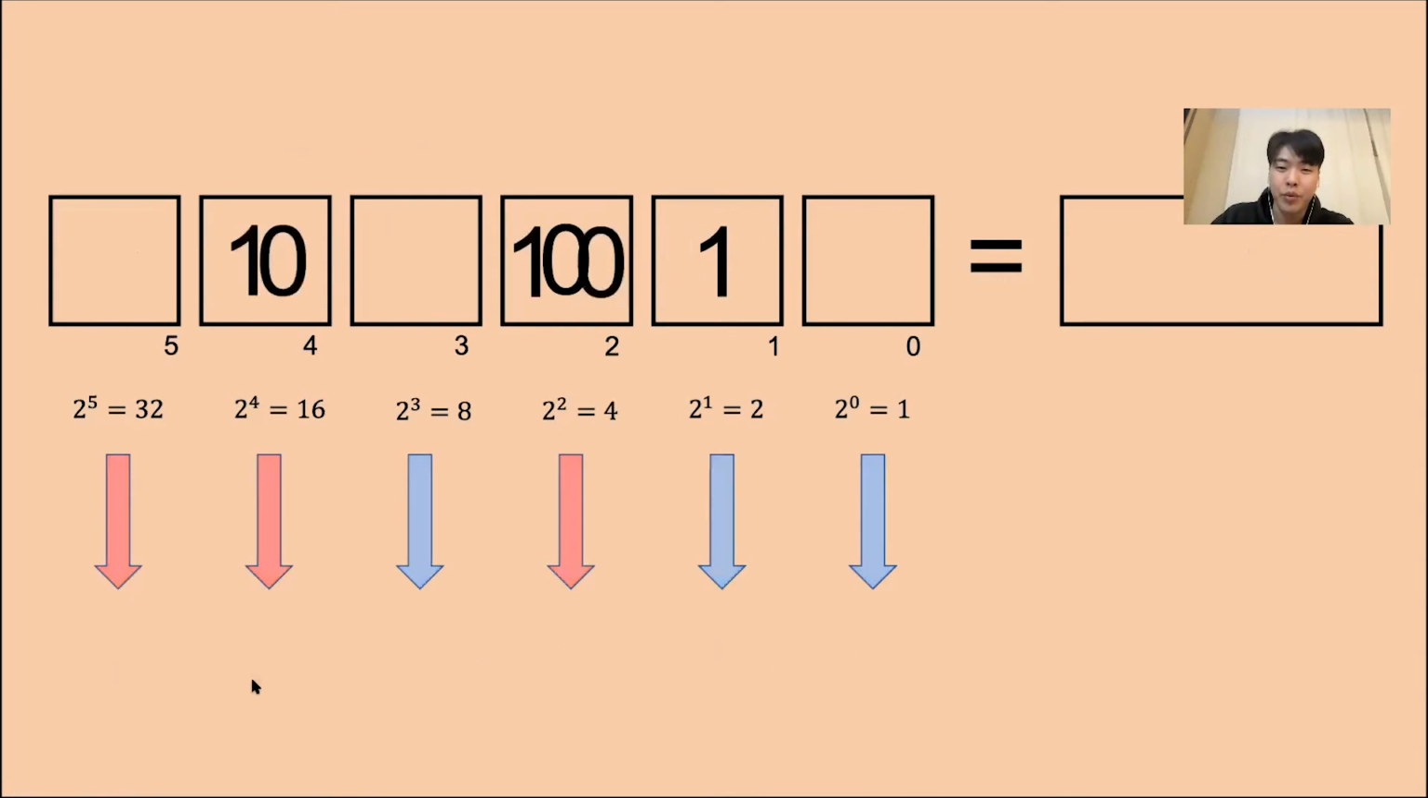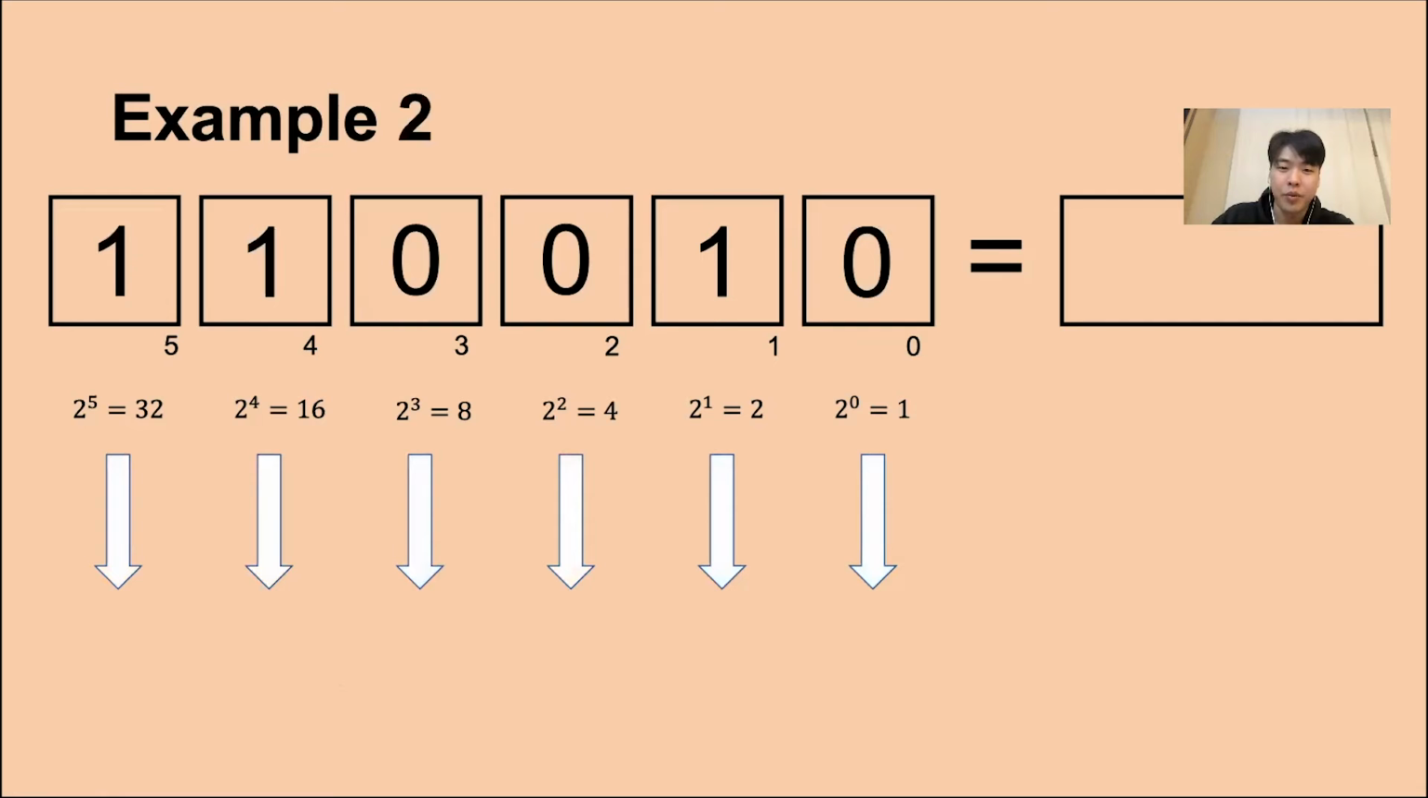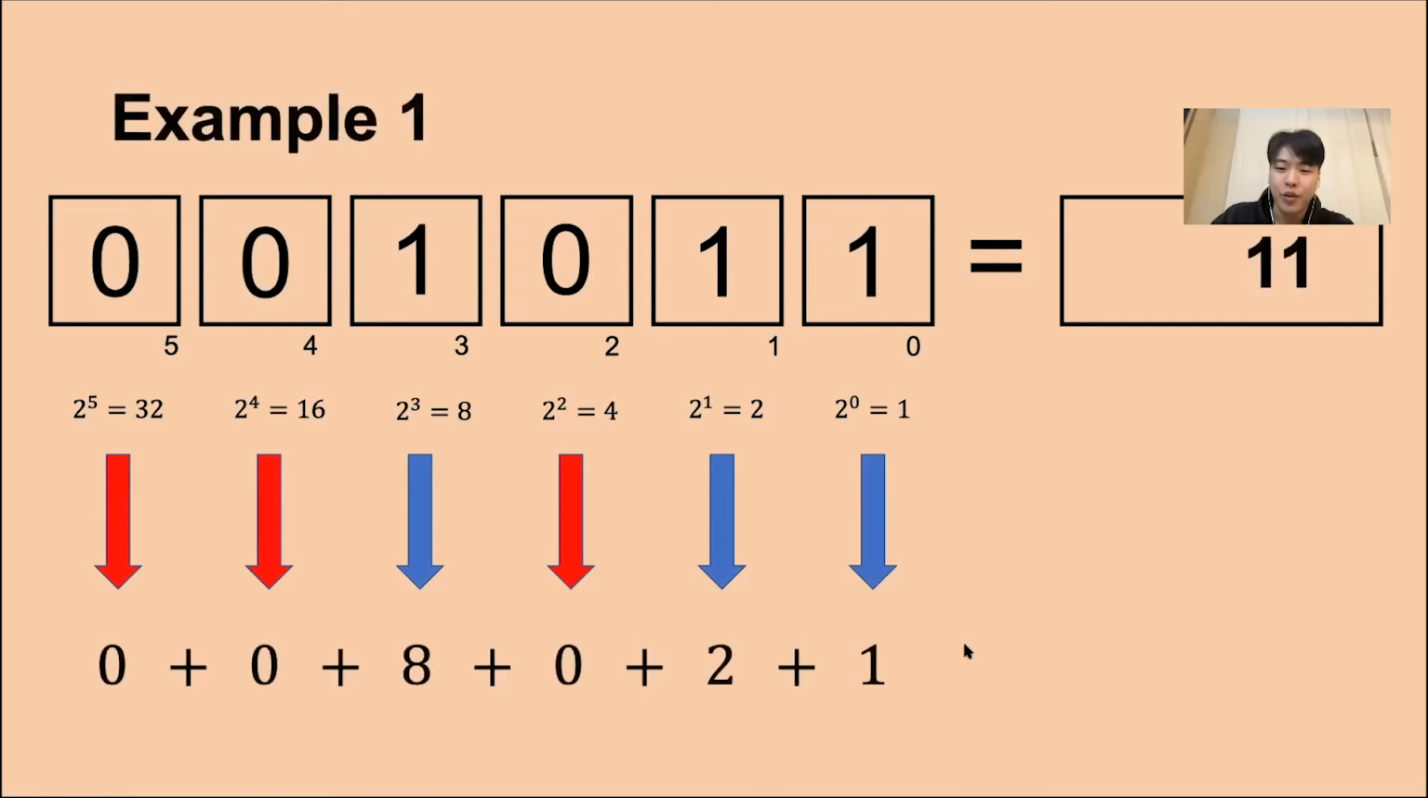When we add them up, what do we get? We get 11. So that means 0, 0, 1, 0, 1, 1 is 11 in our decimal system.